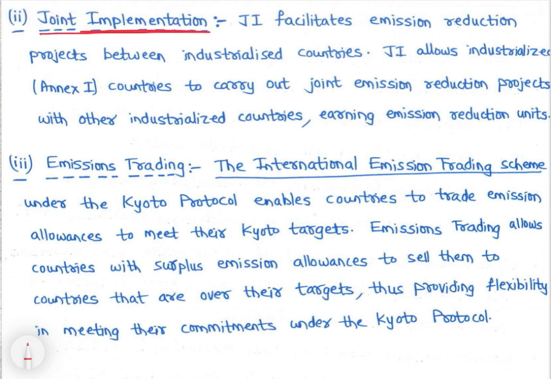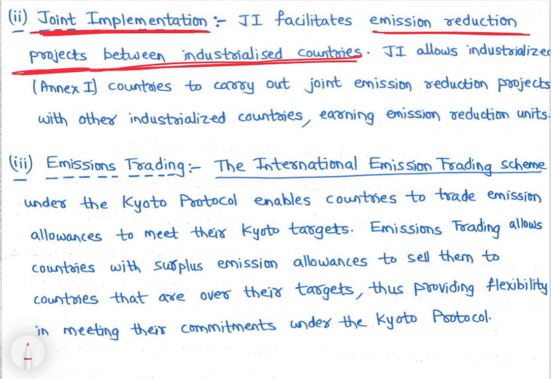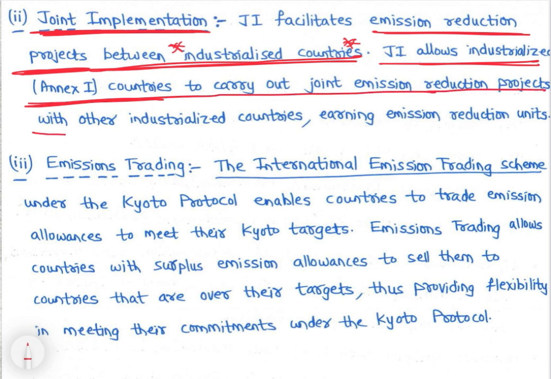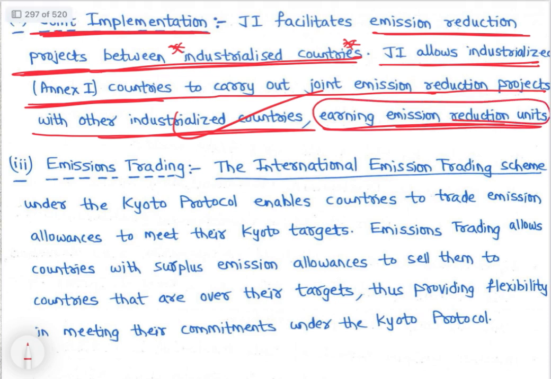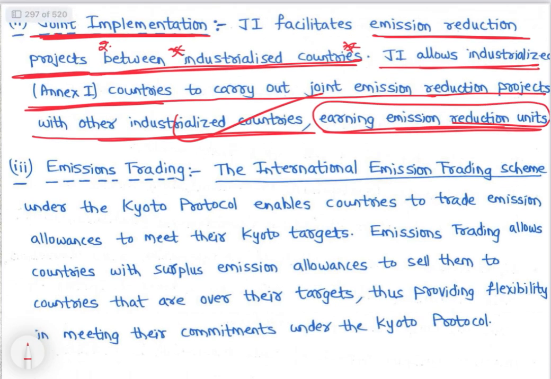Next is joint implementation. Joint implementation facilitates emission reduction projects between industrialized countries. So joint implementation allows industrialized Annex 1 countries to carry out joint emission reduction with other industrialized countries, earning emission reduction units. So joint implementation means two developed countries, right?